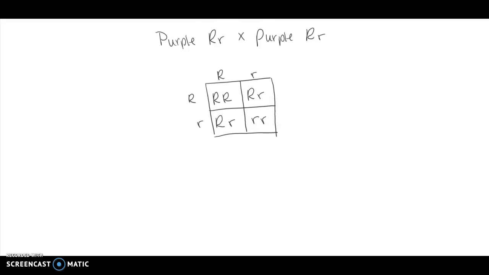So now you see that, because you've crossed two individuals with both dominant and recessive traits, you now have a few more options here. So now you see that you have one homozygous dominant and two heterozygous, so you're going to have three purple, and you have a homozygous recessive, so you're going to have one white.